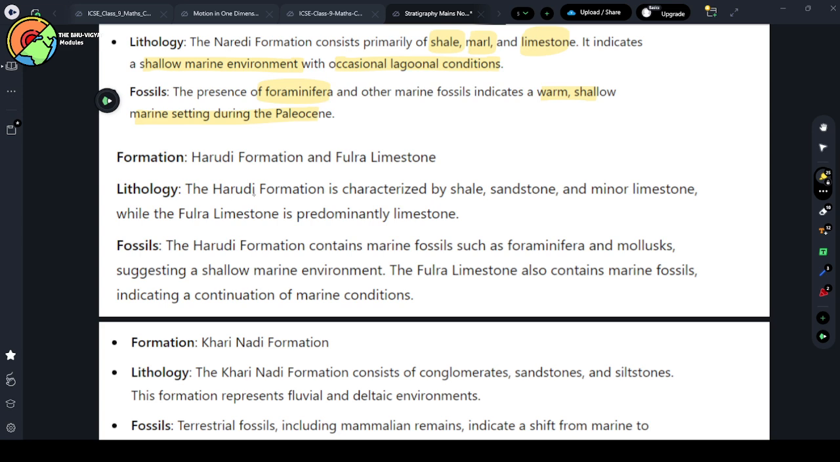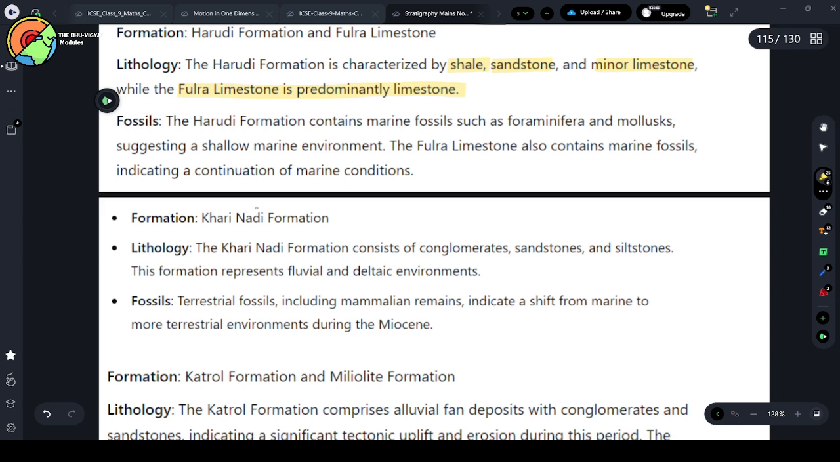Above that we have the Harudi and Fulra limestone. The lithology of the Harudi formation is characterized by shale, sandstone and minor limestone, while the Fulra formation is predominantly limestone. The Harudi formation contains marine fossils such as foraminifera and mollusks, suggesting a shallow marine environment. The Fulra limestone also contains marine fossils, showing continuation of the marine condition.